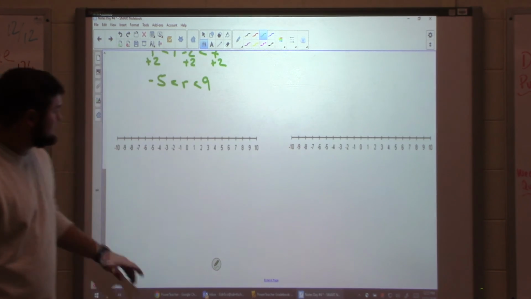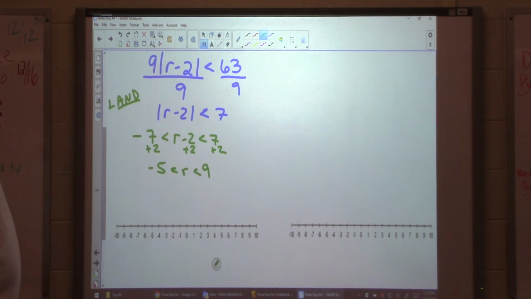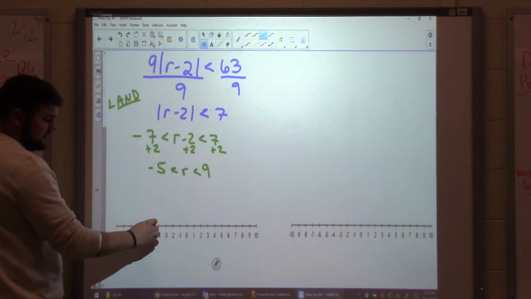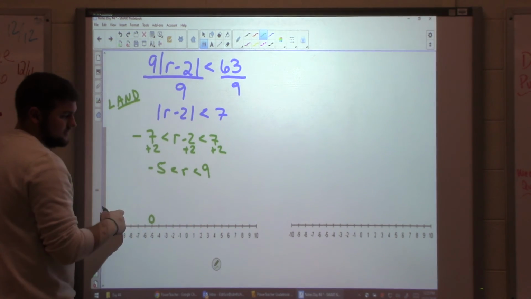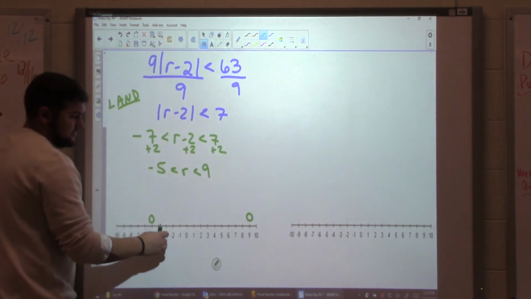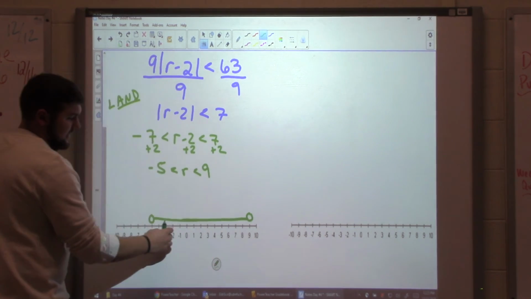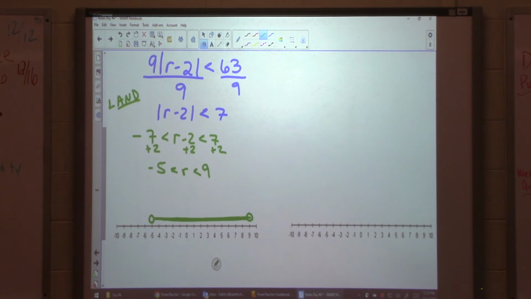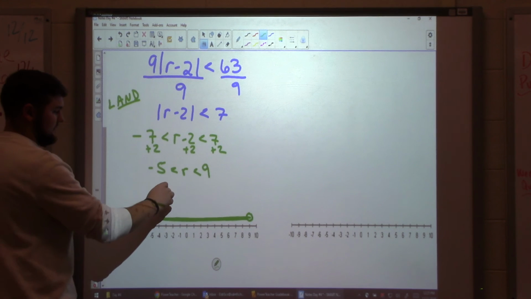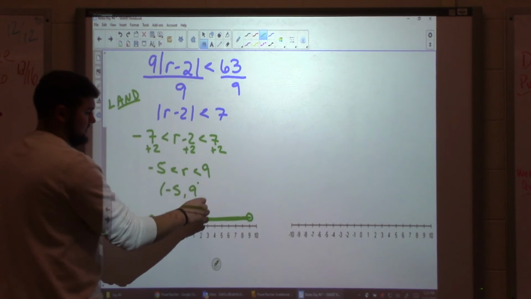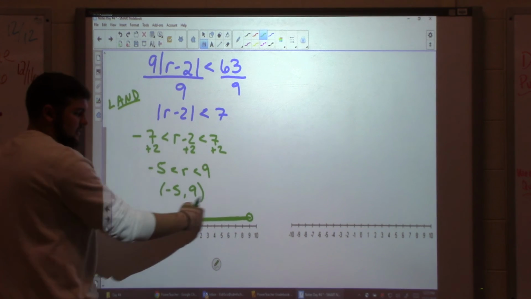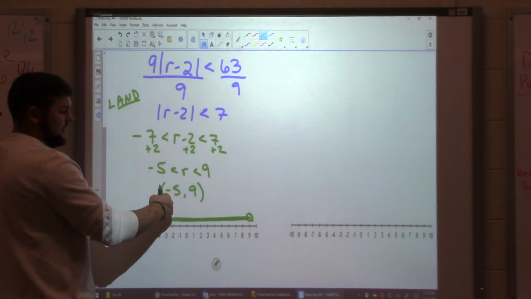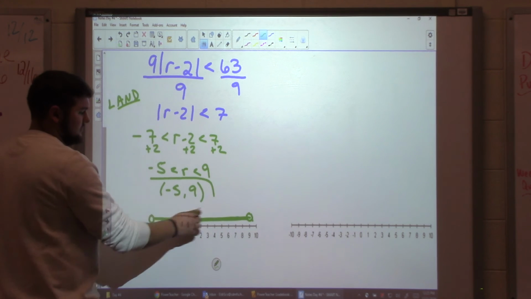Well, let's graph that. Negative 5, open or closed circle? Open. Good. 9, open or closed circle? Open. And I'm shading in the middle, because it's an and statement like this. So, let's see, who can I pick on? I don't want to say pick on, but Izzy, can you help me write the interval notation for this, please? Parenthesis negative 5, comma 9, parenthesis. Perfect, right? So negative 5 is the smallest it'll be, 9 is the biggest it'll be. They're both parentheses because they're open circles or they're not equal to.